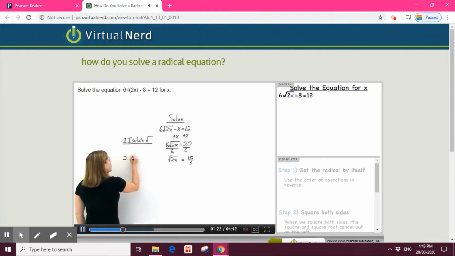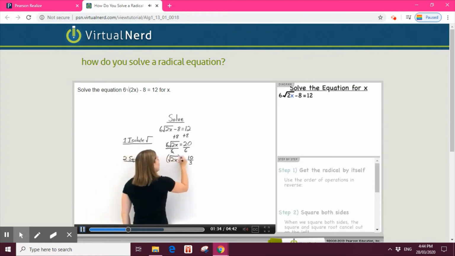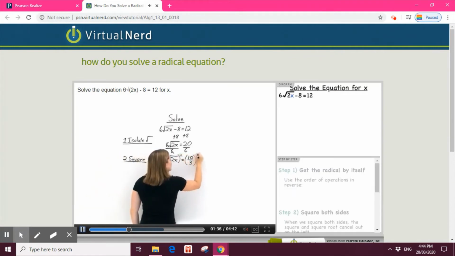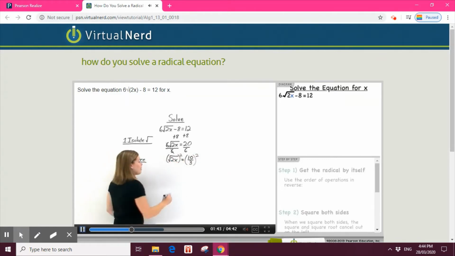So in our next step, we want to take that radical and get rid of it. In order to do that, we need to perform the opposite operation. So instead of taking the square root, we need to square. So in step number 2, we want to square both the left and the right-hand sides of our equation. When we do, the square root and square cancel each other out, since they're opposite operations.